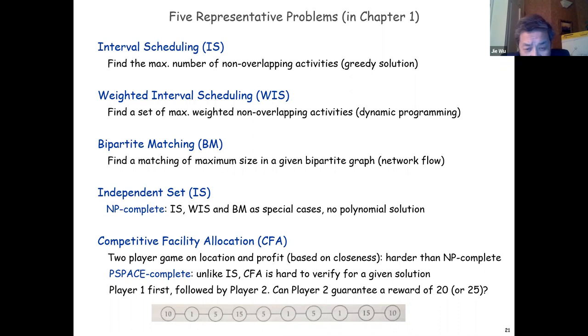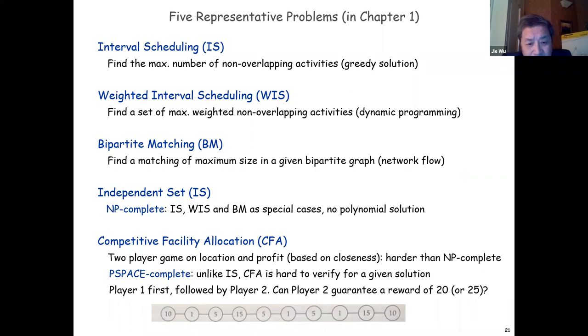Then you have two players, like owners of a restaurant, for example, in Chinatown, Lanzhou Noodle. So you have two restaurants, and they want to open a location. The first restaurant selects one position. Say, I'm going to open a restaurant at this spot, 15. You see that 15? Then the second restaurant owner says, I'm going to pick another location. Then you decide how many customers you can attract based on the distance.